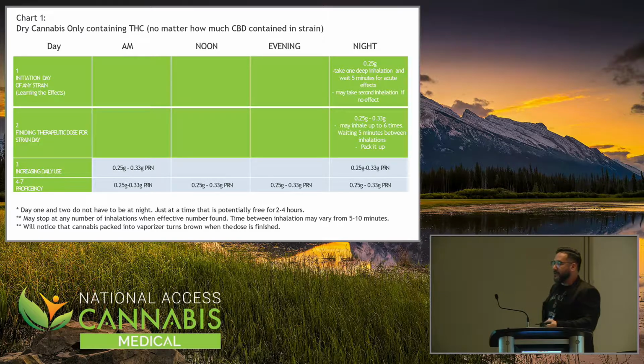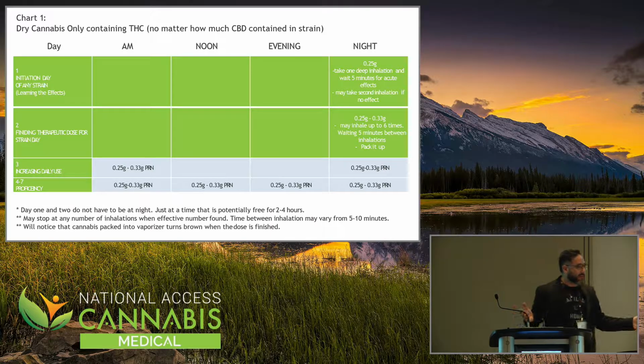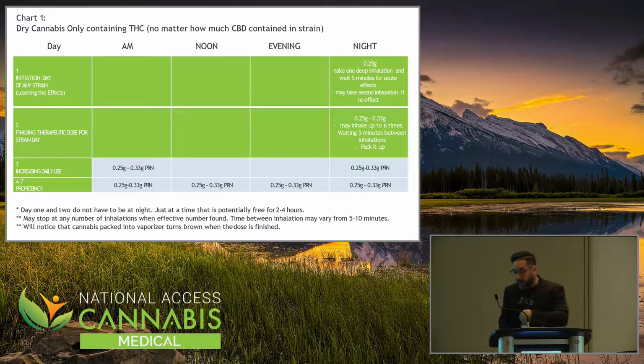So day 1, day 2, they don't have to be at night, as I mentioned. And you can stop at any point, you don't have to inhale 6 times. This is the start low, go slow.